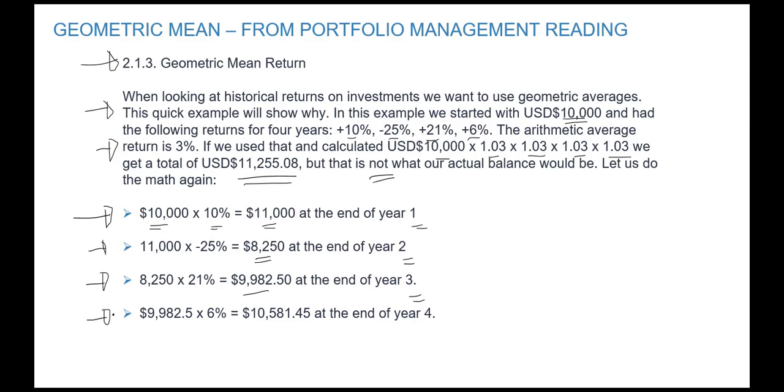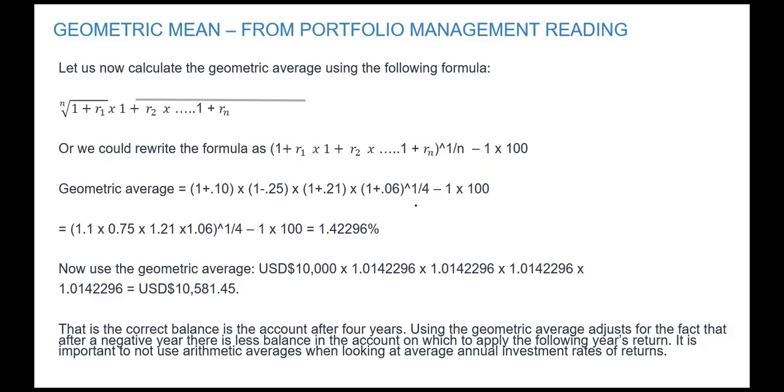So at the beginning of year 4, we take that amount, multiply it by 6% for year 4, and actually our balance at the end of year 4 is correctly $10,581.45. That's what we have, not the $11,255.08 that we calculated using the arithmetic mean or average.